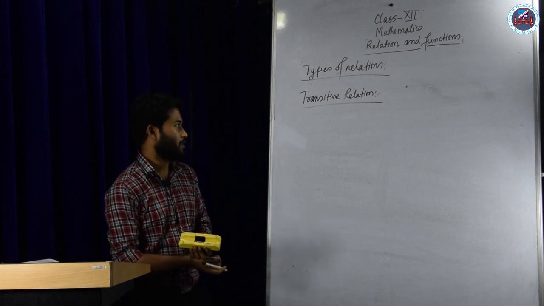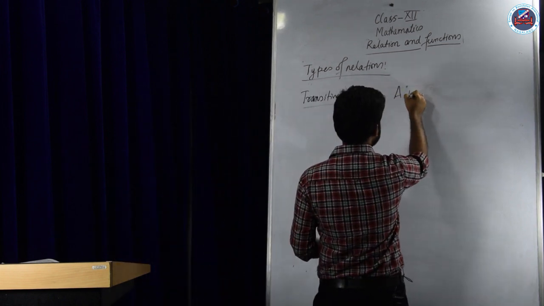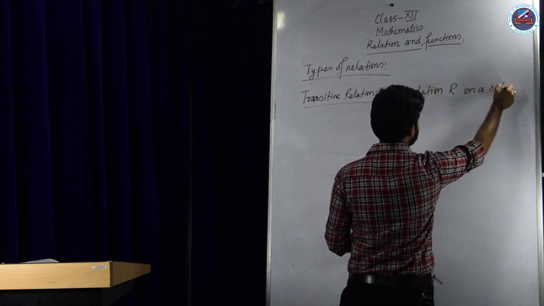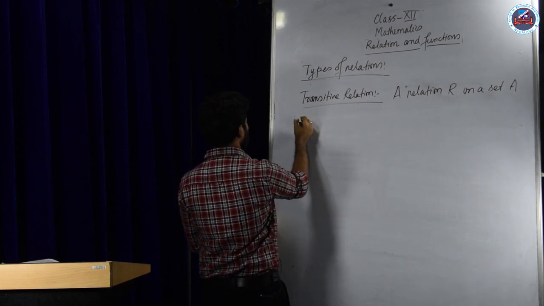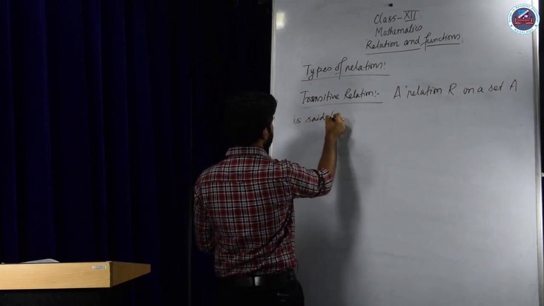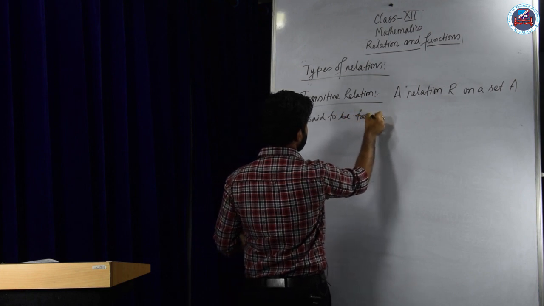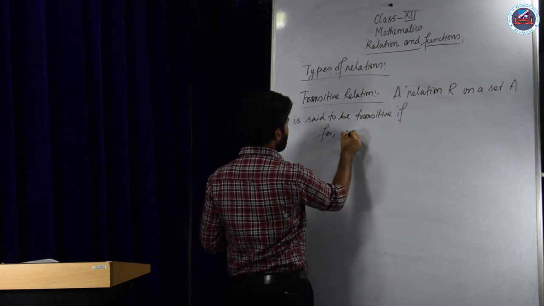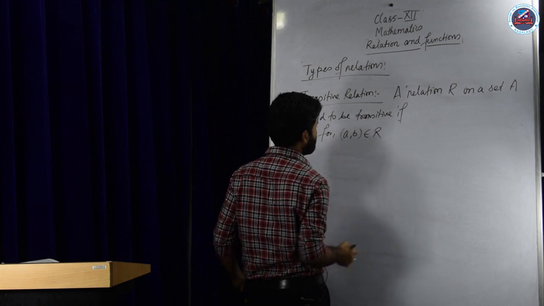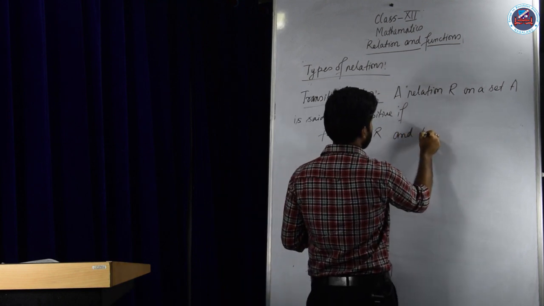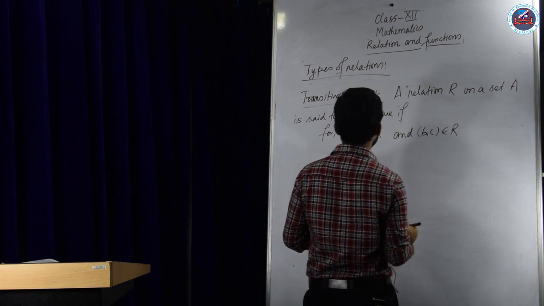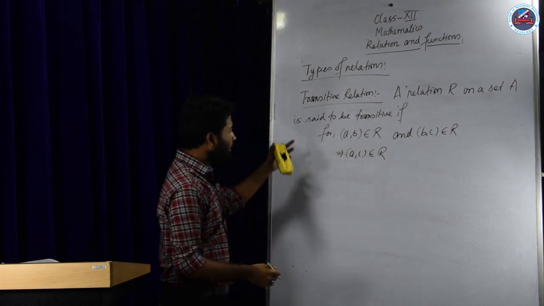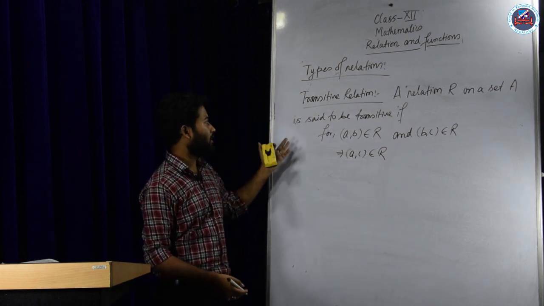Next comes transitive relation. A relation R on a set A is said to be transitive if for (a,b) belonging to R and (b,c) belonging to R, we must have (a,c) belonging to R. Only in such a case can we say that the relation is transitive.